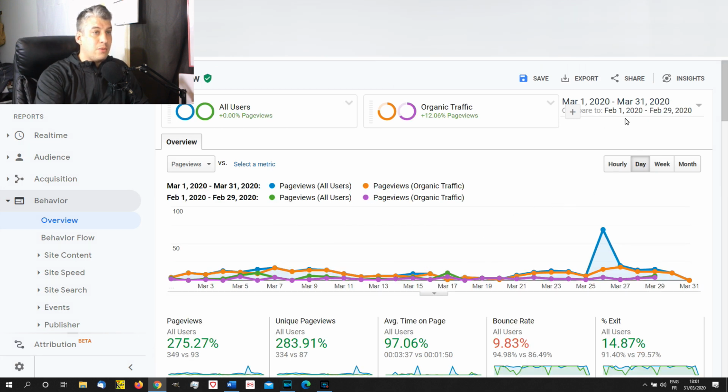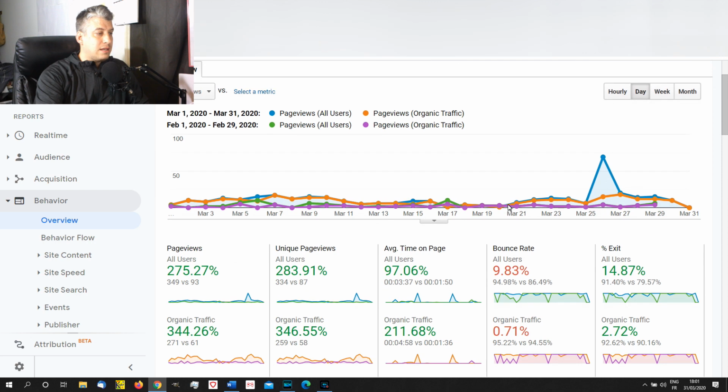If we just compare this to last month, so you can see that we've got March 2020 compared to February 2020, and again, if we have a look, the actual all users have gone up by about 275%. And the organic searches went from 61 to 271. So it is actually making some progress. It's actually gone up a little bit. Well, I should say a lot. So I think perhaps that there's still potential with this site.